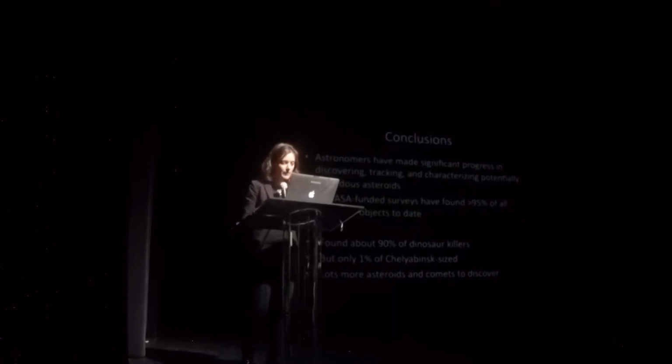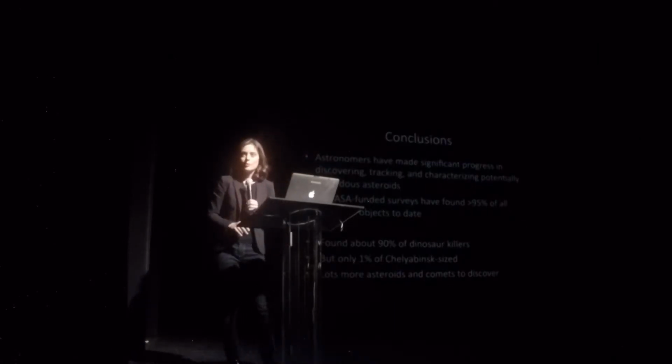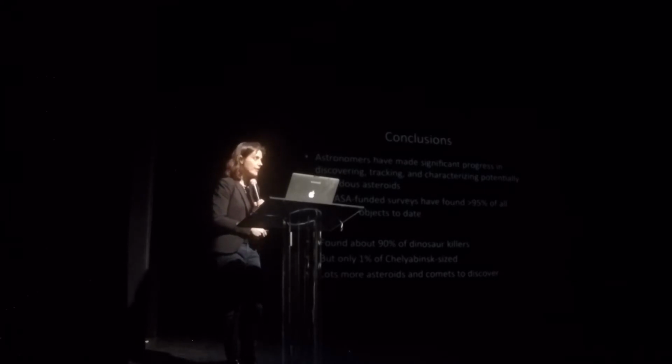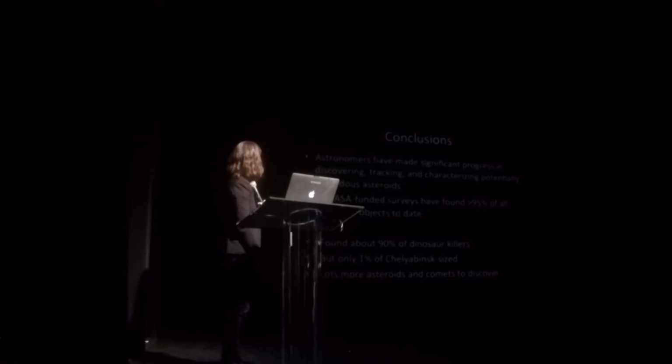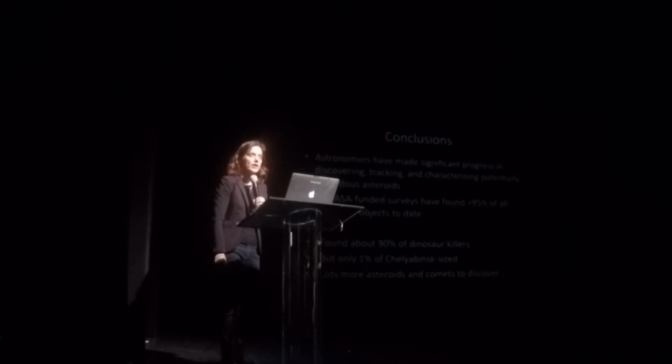So in summary, the worldwide community of astronomers has done a lot of wonderful work to understand what's out there in our backyard of our own Earth. And there's a lot of great progress that's been made. NASA-funded surveys have found more than 95% of all the known objects to date. So we are your space agency, and we're very proud to do that. The good news is 90% of the dinosaur killer-sized objects have been found. But only about 1% of the objects as large as the 20-meter Chelyabinsk-sized one have been found. So there's lots more work to do, and we're happy to get to do it.